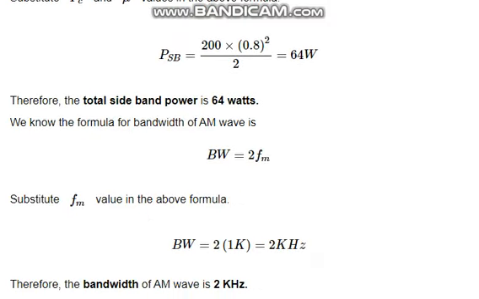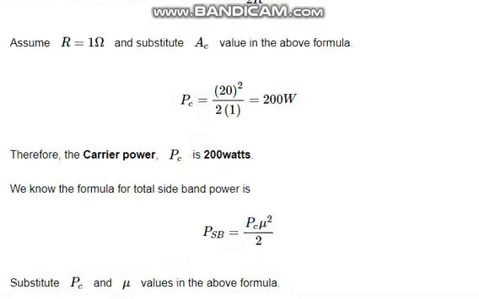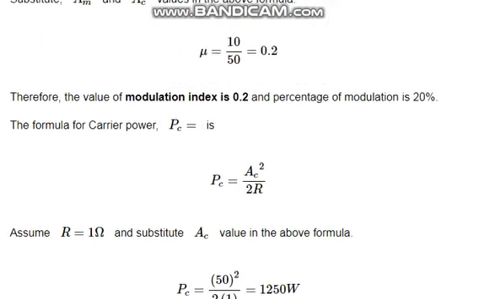We know the formula for the bandwidth of an AM wave is bandwidth equal to 2fm, that is twice the modulating frequency. We know the modulating frequency is 1 kilohertz, so the bandwidth will be 2 kilohertz. That is the bandwidth of the AM wave. That's the brief analysis of the two problems related to amplitude modulation.